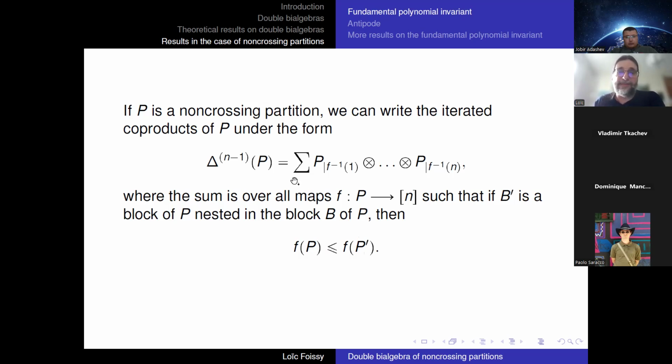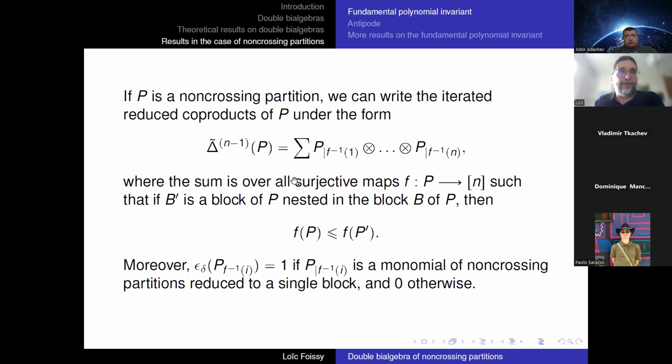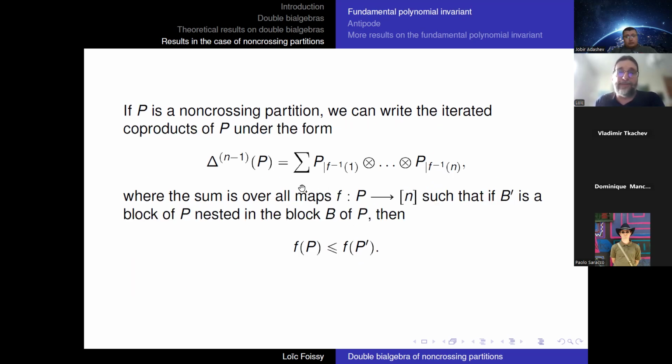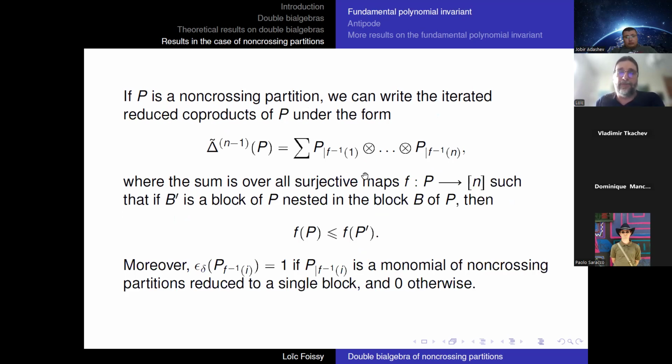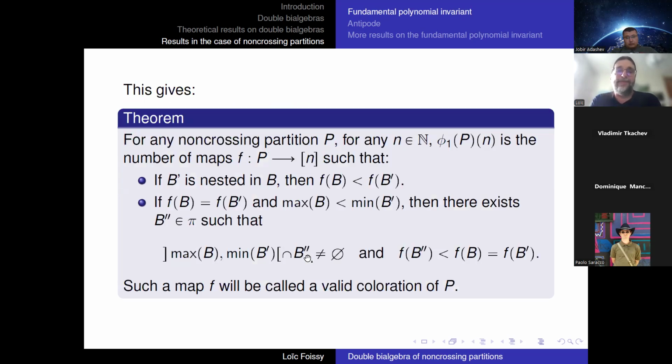If you want to reduce this, well, you have to forget about the trivial part. So this means that you replace all maps by all surjective maps. So this is the sum of all surjective maps on blocks with the same condition. Then you will have to apply epsilon delta for the second coproduct on all these blocks. And the Q-unit is 1 if the non-crossing partition here is a monomial of non-crossing partition with only one block and 0 otherwise. So if you put this all together, what you obtain is something like this.